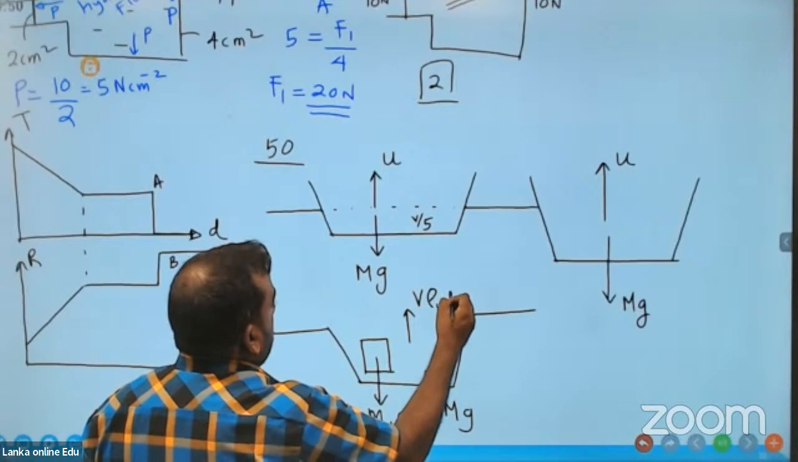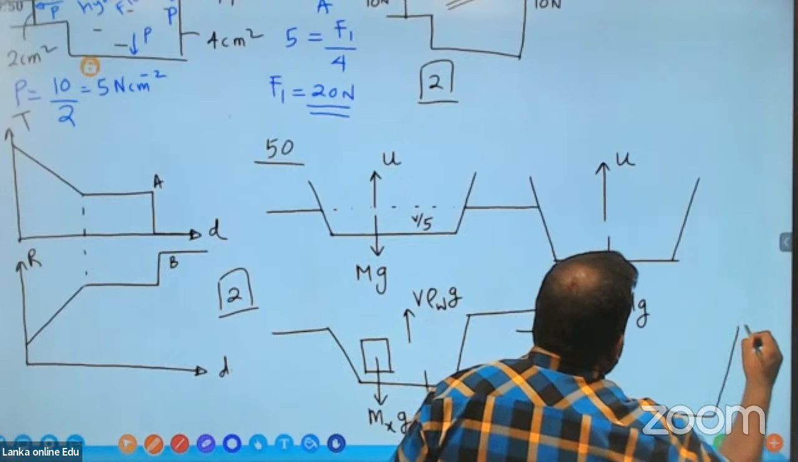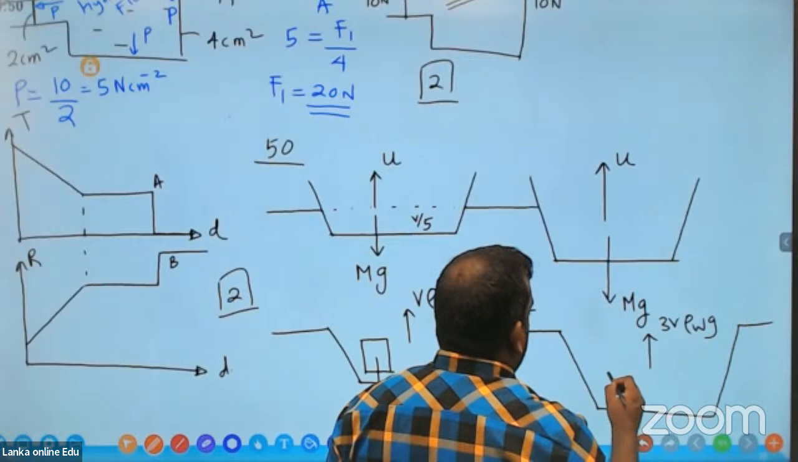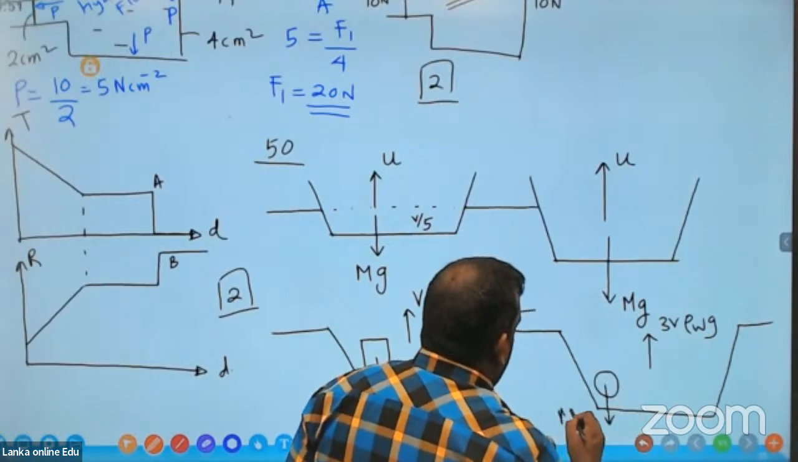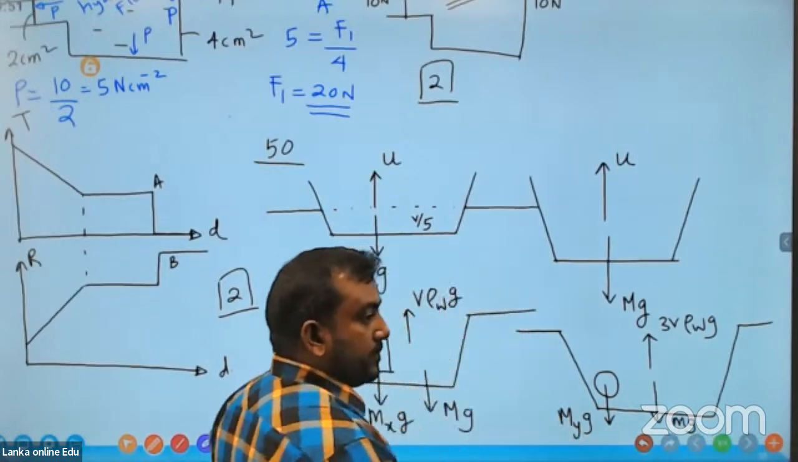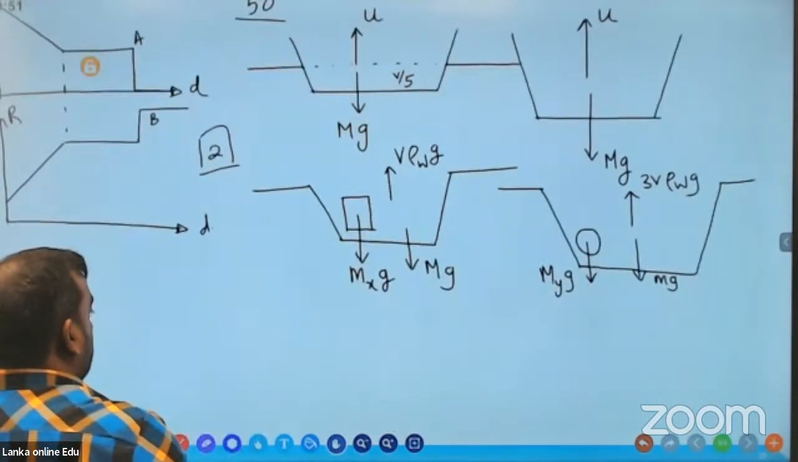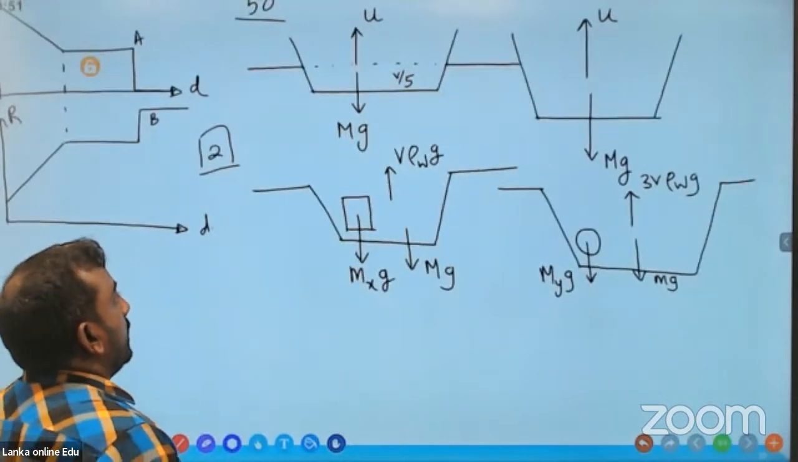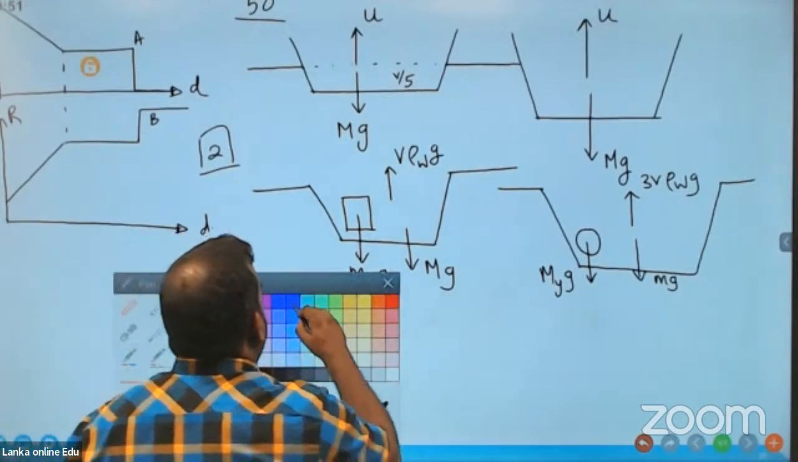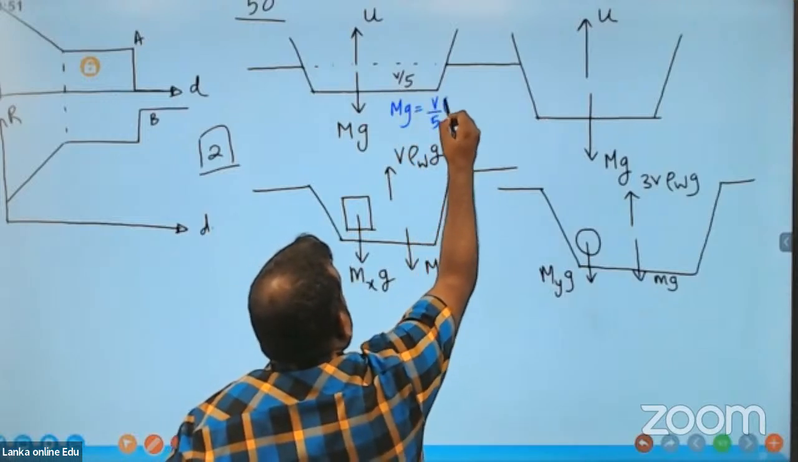V rho Wg. Here, volume now is 3 times, so 3V rho Wg. Maximum load it can carry is Mxg, same weight Mg. Simplify this. So here you can say directly, Mg balances V over 5 rho Wg.